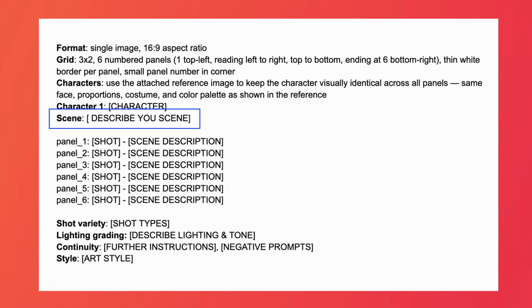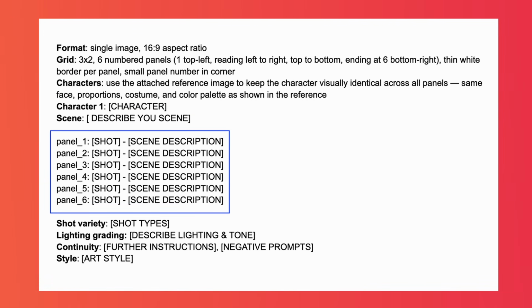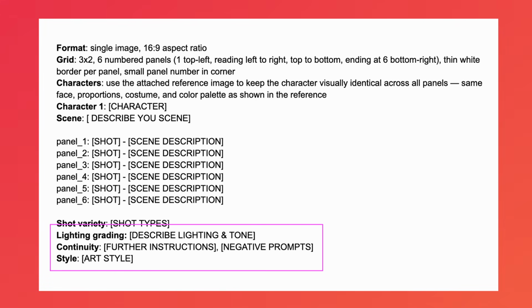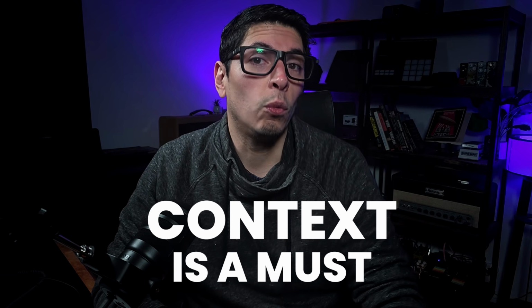We describe the scene and the context. Then we go on and describe what's going to happen on each of the panels with the shot and the scene description. Then we continue with the shot variety. Right here is where we define all the different shot types. And to finish, we need to provide more context with the lighting, the color grading, the continuity, and finish with the style. So as you can see, we are providing a lot of context, and this will really help.